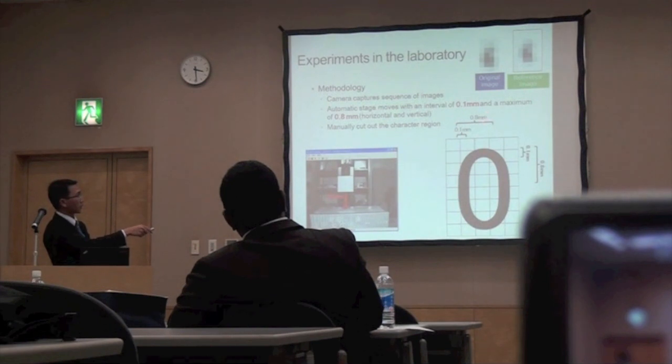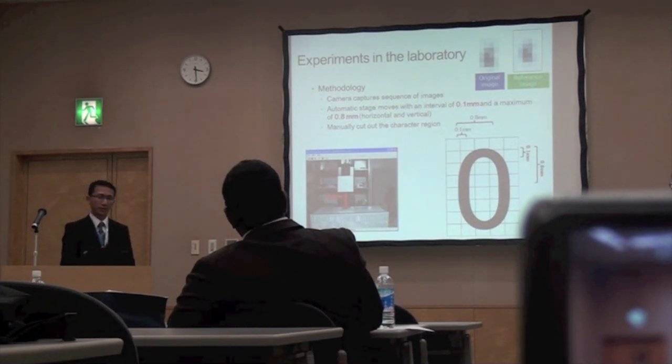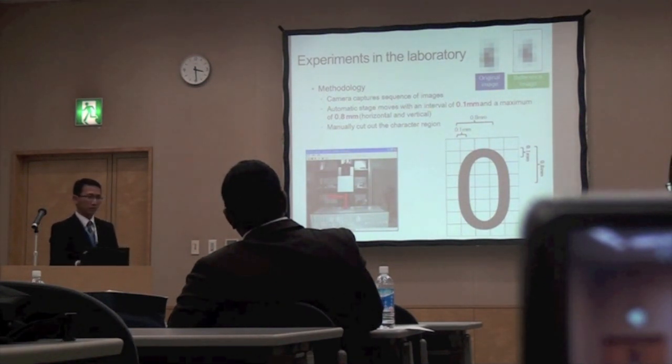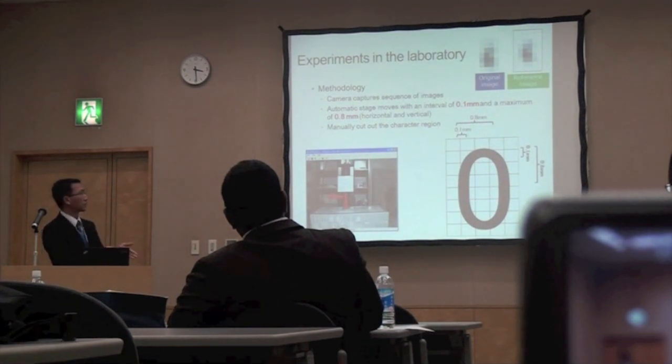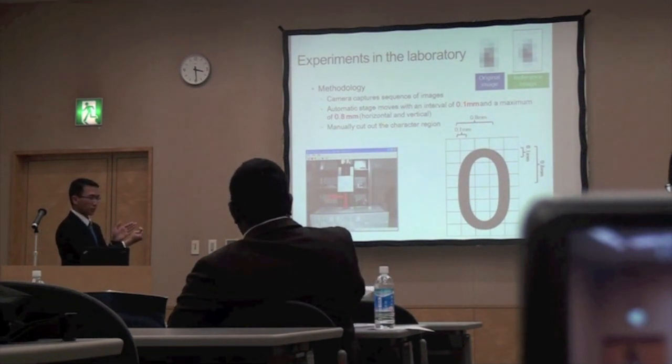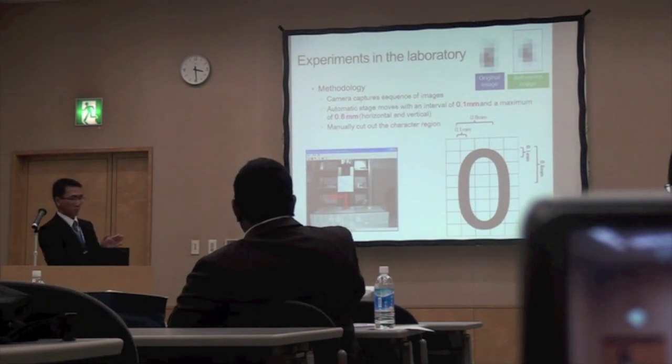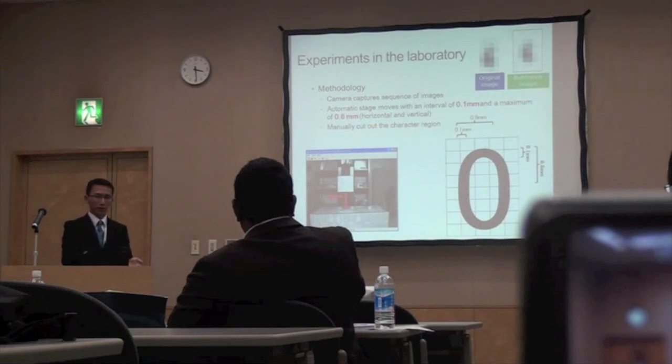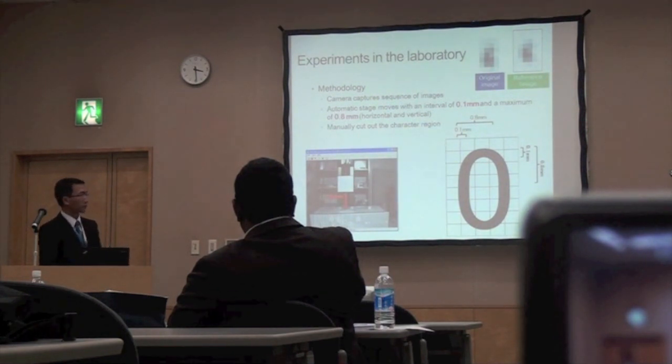Why 0.8 millimeter? Because from the previous experiment, it shows that 0.8 millimeter is exactly equal to a shift of the movement of 1 pixel. This is related to the reason why we have to make multiple reference images in our proposed method.